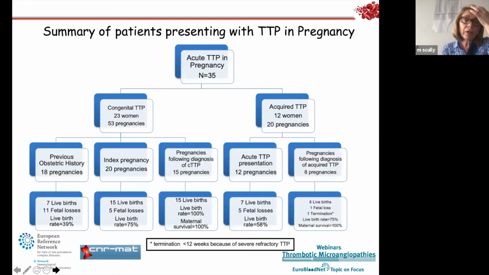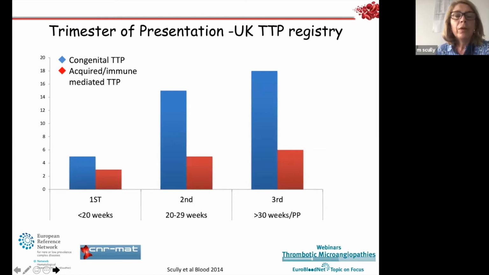So we looked a number of years ago at the acute TTPs in pregnancy in 35 women. Of these, 23 had congenital TTP and only 12 immune-mediated TTP. There were more pregnancies within the congenital cohort than those with immune-mediated disease. Looking at the trimester of presentation from the UK TTP registry, you can see that regardless of whether it's immune or congenital, TTP can present within all three trimesters and is more likely in the third trimester or immediately postpartum.